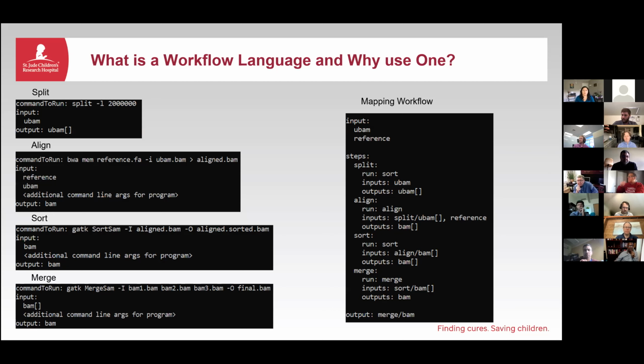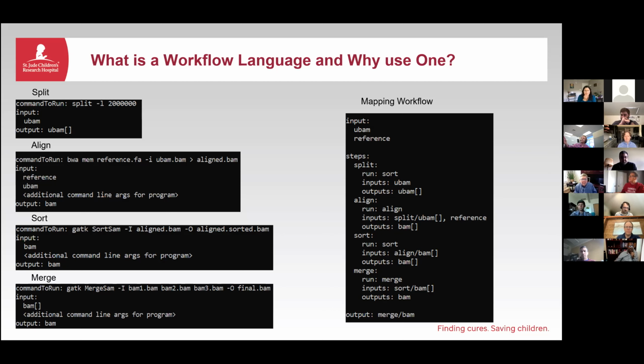So here I have tools on the left with the workflow on the right. The general premise is that, in the top left, you see split. It has the command to run, which is just the Linux split command, split it by 2 million lines. The input to that is a UBAM and it produces an array of UBAMs as output.